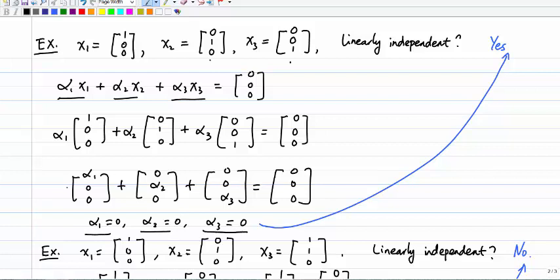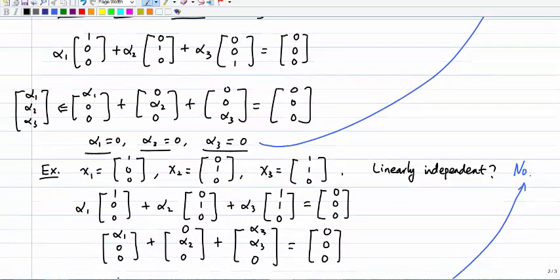Because this vector is the same as alpha 1, alpha 2, and alpha 3, if this equals 0, 0, 0, which means each entry should be 0. So yes, it's linearly independent. So let's give another example.